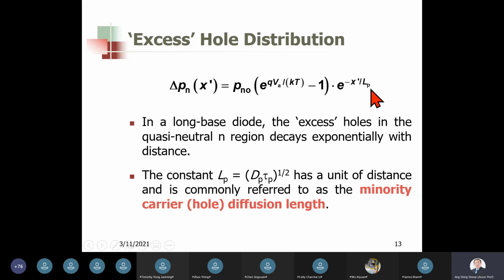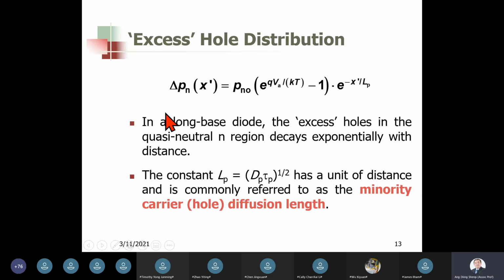On the other hand, if LP is small, then the decay in the excess hole concentration will be very fast. So LP has meaning, and people give this meaning to LP, the minority carrier diffusion length. It gives a measure of how far an excess minority carrier can diffuse before it recombines.